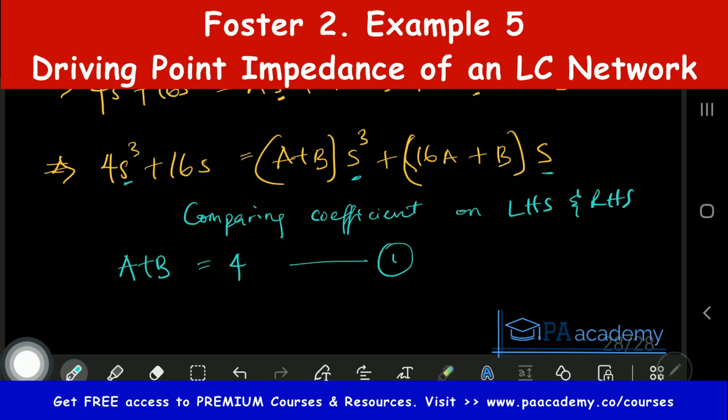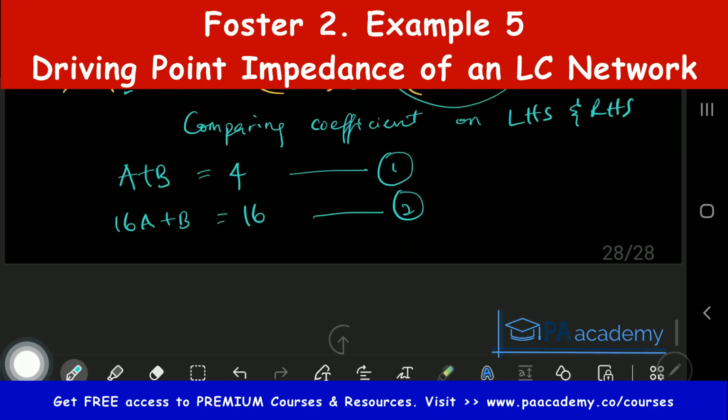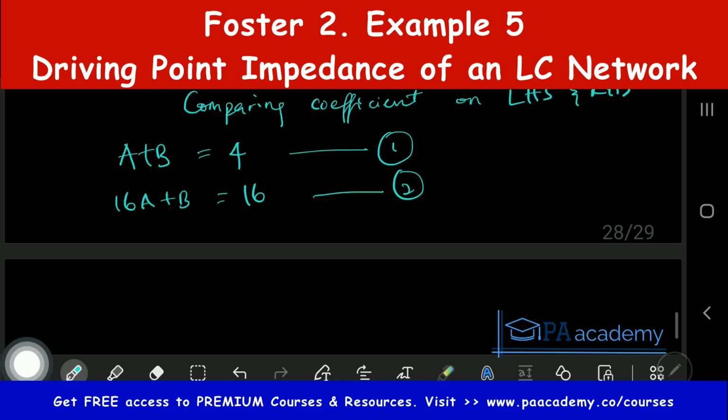So again, this is s here and we're having 16s here. So everything here we equate to 16. So with that, we are going to be having 16a plus b is equals to 16, and this will be our equation 2. So with what we are having here, we are having a simultaneous equation. So let me say solving equation 1 and 2 simultaneously.